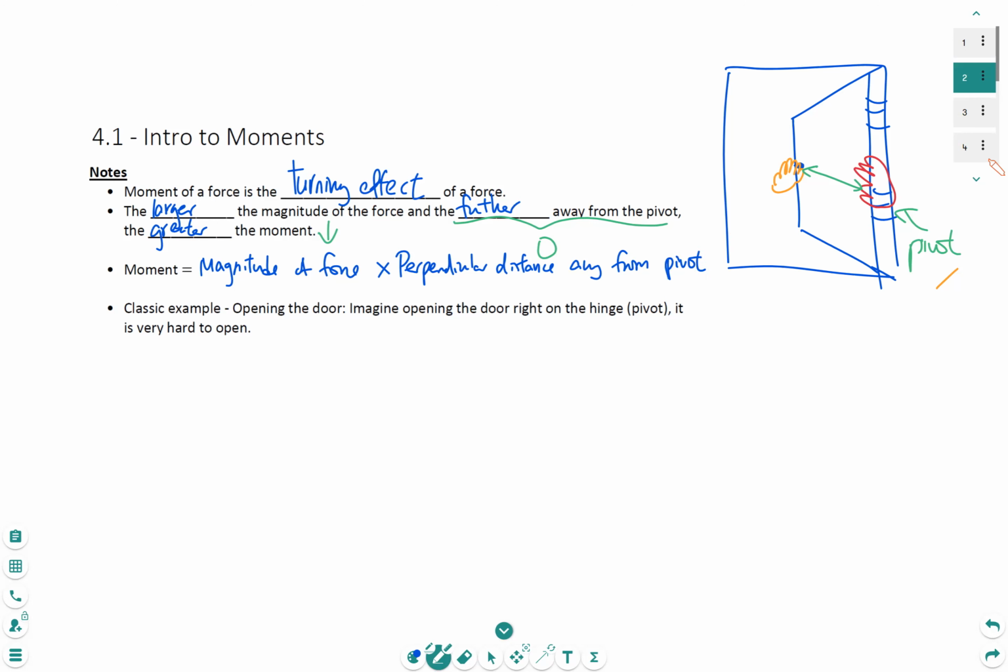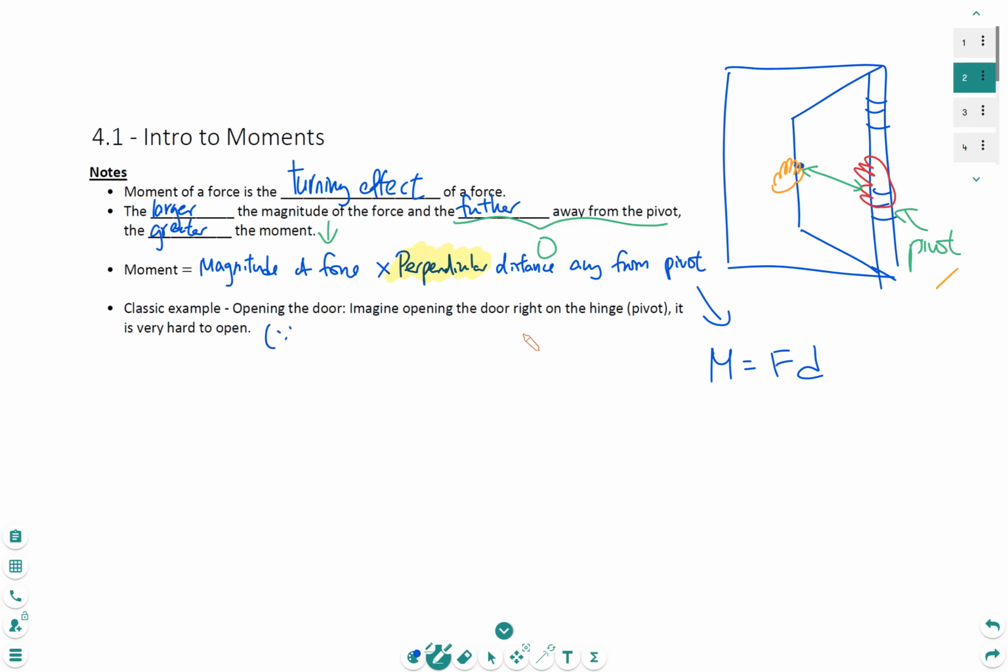In short, we can use a formula to represent this: M equals F times D. If you have a highlighter, I want you to highlight the word perpendicular. So the distance must be perpendicular from the pivot, right? A classic example is opening a door. Imagine opening the door on the right, which is the pivot by the hinge. It is very hard to open because the perpendicular distance is nearly 0.